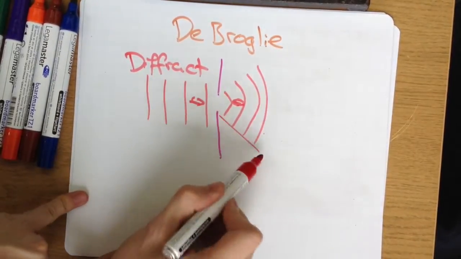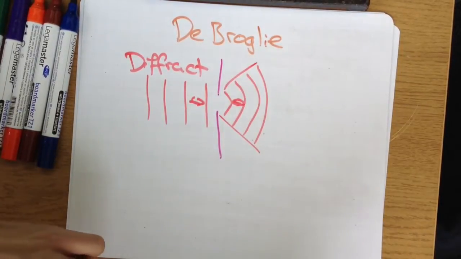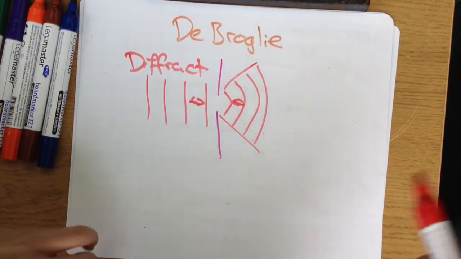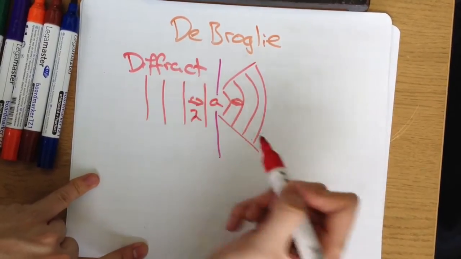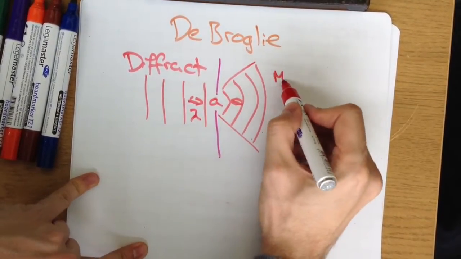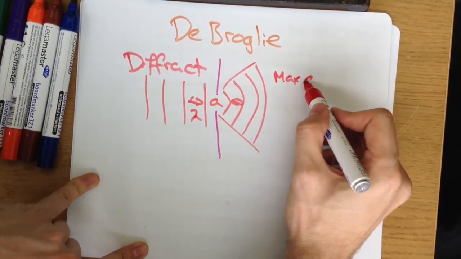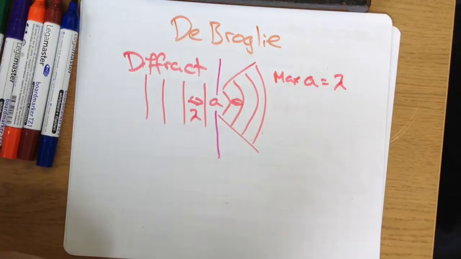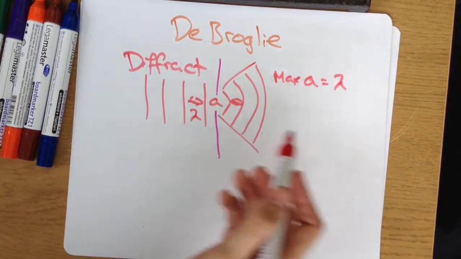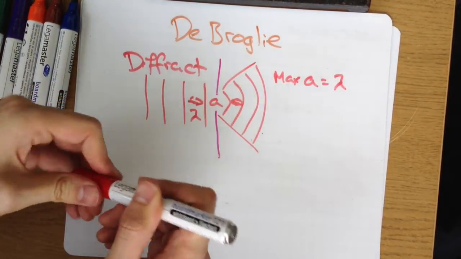To get maximum diffraction, what has to be the case? The gap has to be similar to the wavelength. So if the gap is a and the wavelength is lambda, maximum diffraction occurs when a is equal to lambda, when your gap is equal to your wavelength. You'd expect that to happen with waves.